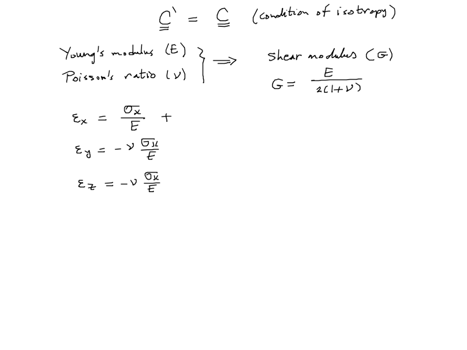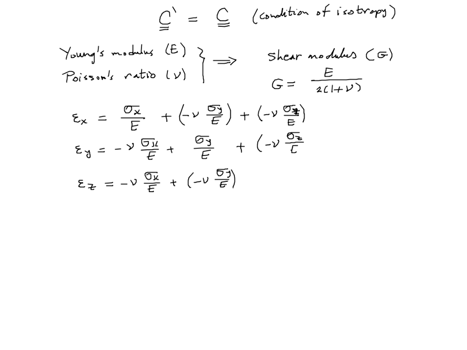Plus, we can add the contribution from sigma y and sigma z. Of course, sigma y here will give us minus nu sigma y over E, this will give us sigma y over E, and this will give us minus nu sigma y over E. And then sigma z will give us Poisson contributions to x and y, and a direct contribution to strain in z. So what this says is that for an isotropic material, normal strains, so changes in length along the coordinate axes, can only be caused by normal stresses.